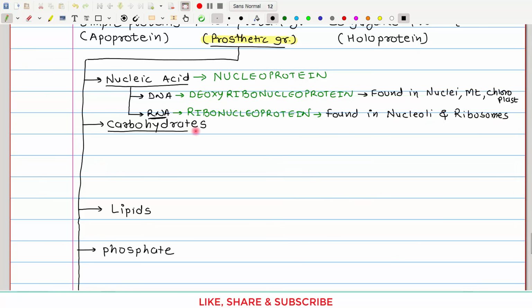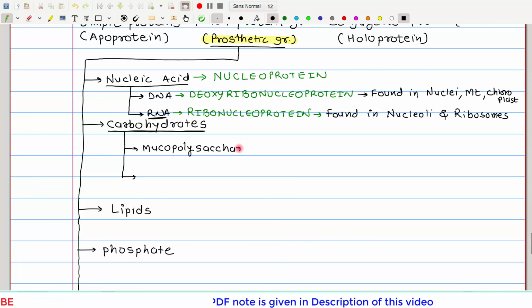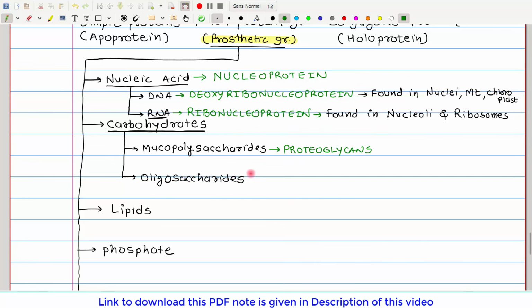Now the second type of prosthetic group which can be present is the carbohydrates. Now in case of carbohydrates, there are two important divisions. The first one is mucopolysaccharides and the second one is oligosaccharides. If mucopolysaccharides occur as a prosthetic group, we can call such conjugated protein proteoglycans. And if it is oligosaccharide as a prosthetic group, we call such protein glycoproteins.